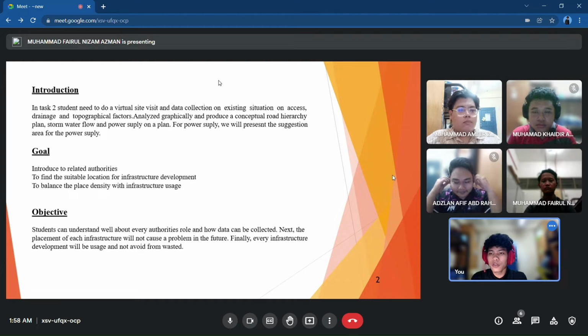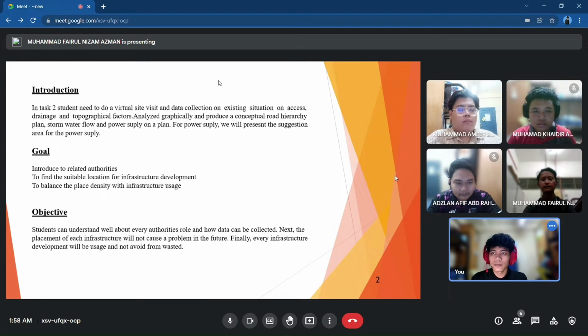Our goals are to introduce the related authorities, to find the suitable location for infrastructure development, and to find the balanced place density with infrastructure usage. Objectives are that students can understand well about every authority's role and how data can be collected. Next, the placement of each infrastructure will not cause a problem in the future. And finally, every infrastructure development will be used and not wasted.